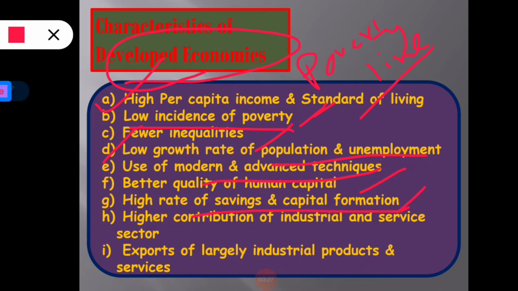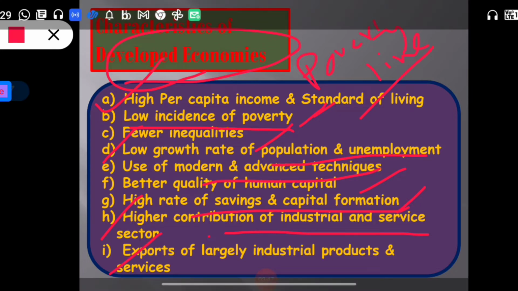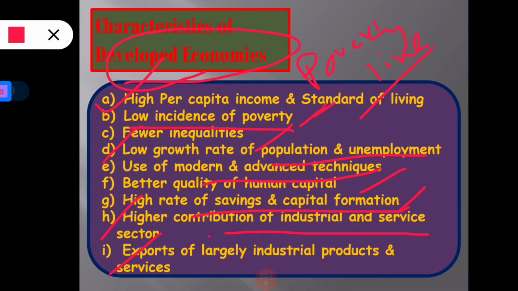And now going to the seventh one, that is higher contribution of industrial and service sector. Yes, the share of industrial and service sectors is very high, so it leads to available resources being fully utilized also. And now going to the last one, that is exports of largely industrial products and services. So industrial or service products are going abroad for selling purposes. So income from abroad is very high because industrial goods are costlier than agricultural goods.